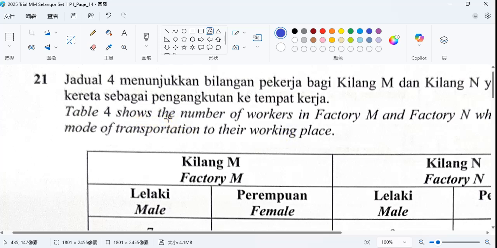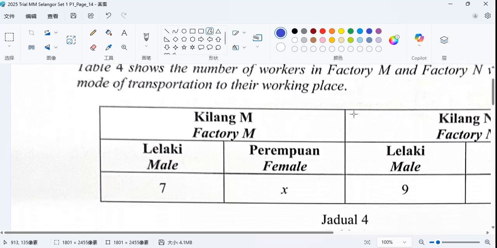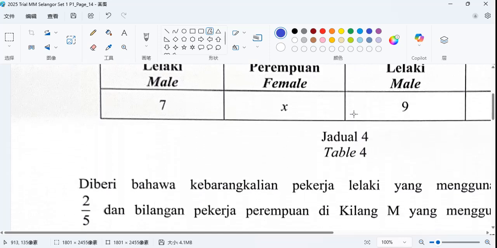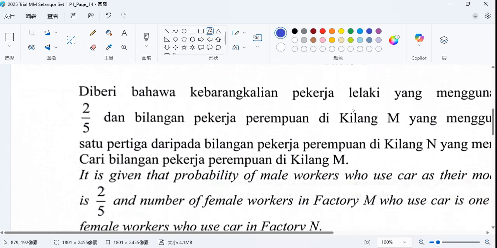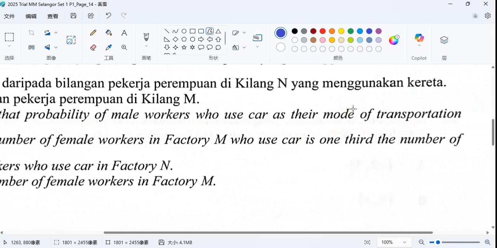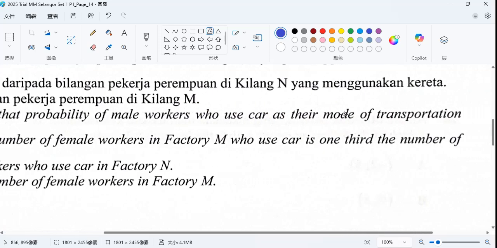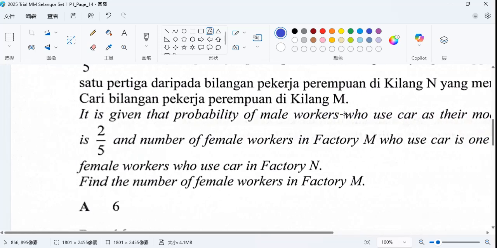Table 4 shows the number of workers in factory M and factory N who use car as their mode of transportation to their working place. So it is given that the probability of a male worker who uses car as their mode of transportation is 2 over 5, and the number of female workers in factory M who use car is one third the number of female workers who use car in factory N.